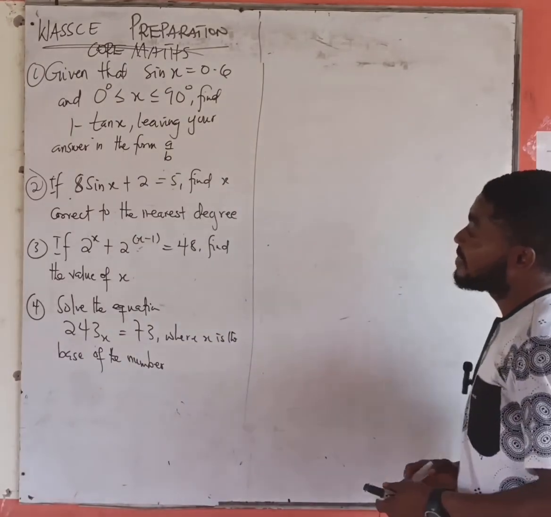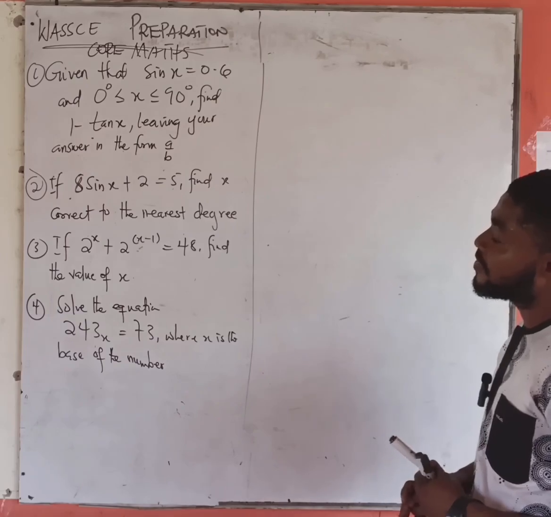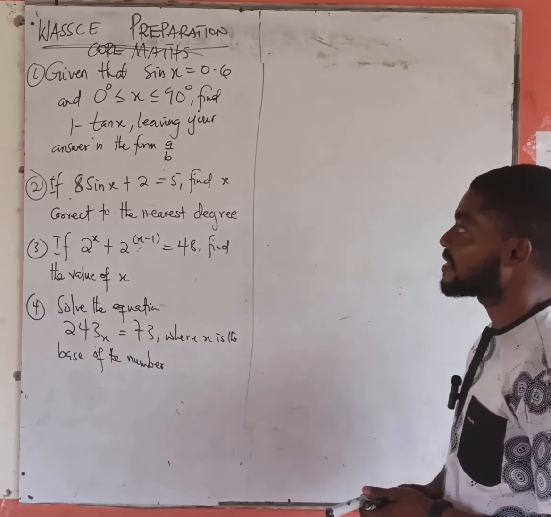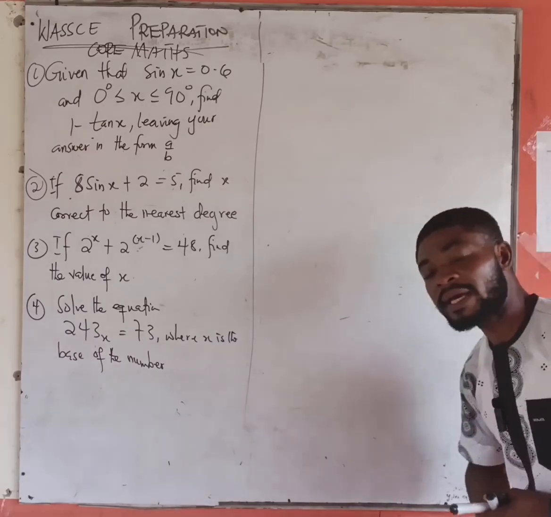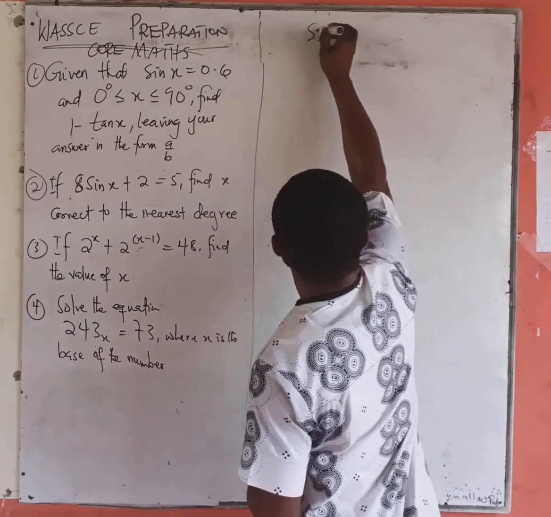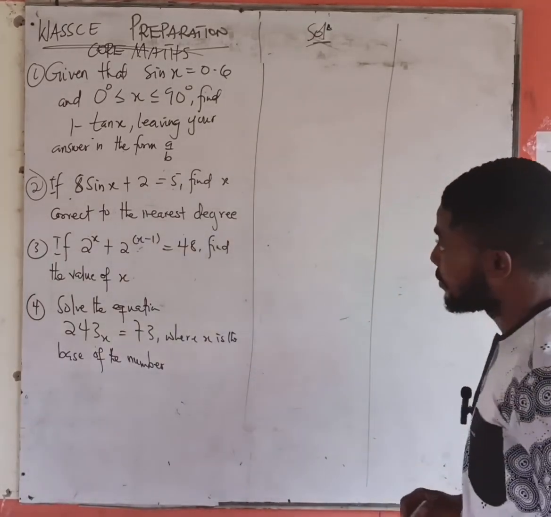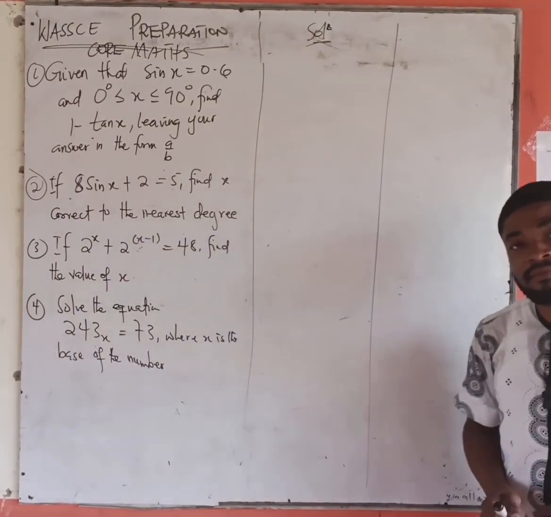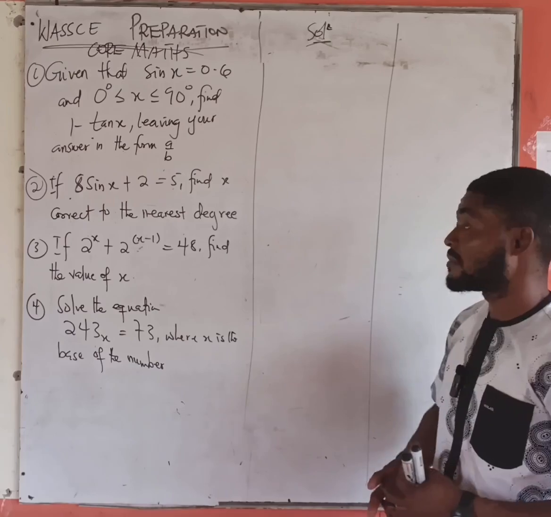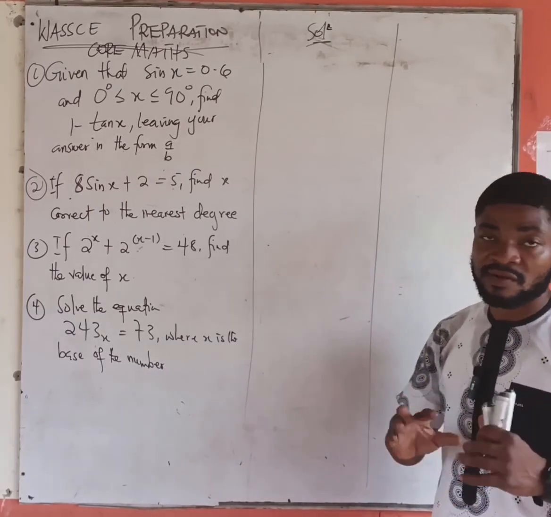The first question reads: given that sine x is equal to 0.6 and x is greater than or equal to 0 degrees but less than or equal to 90 degrees, find 1 minus tan x, leaving your answer in the form a over b. If we remember the whole concept of trigonometry, we are told about SOHCAHTOA, that is, sine is equal to opposite over hypotenuse.